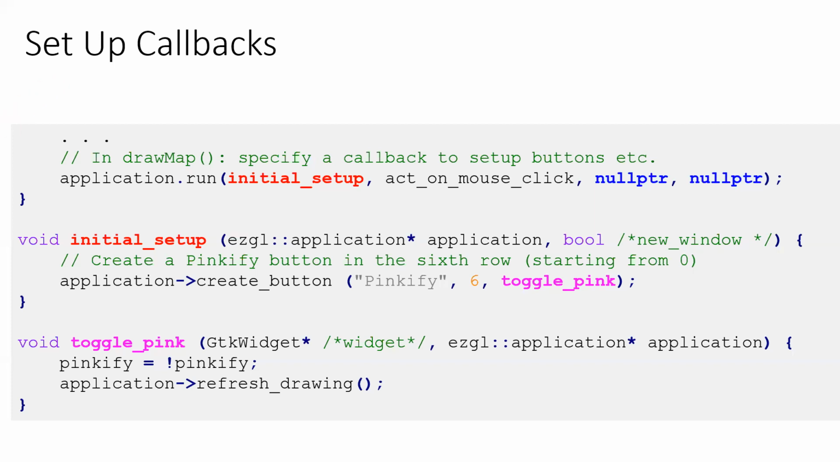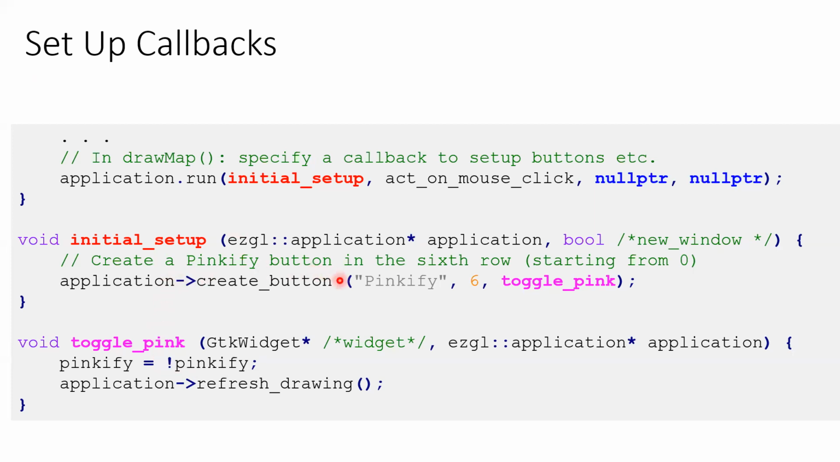So this is just what I just said in code. In the application.run, we do the initial setup along with the act on mouse code, and the other two are not used. In the initial setup, it will take in the application and a new window. Because we're not using the new window, we're just commenting that out.